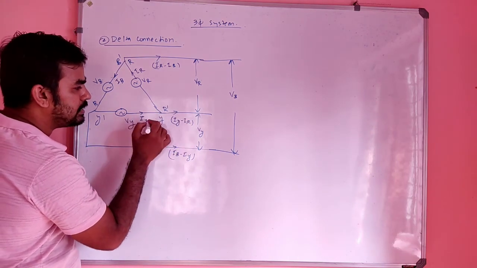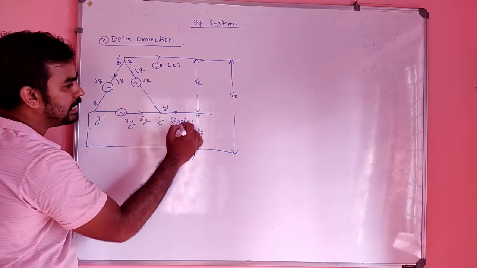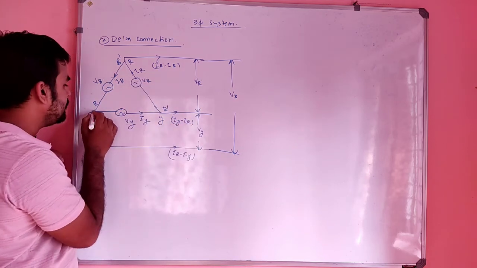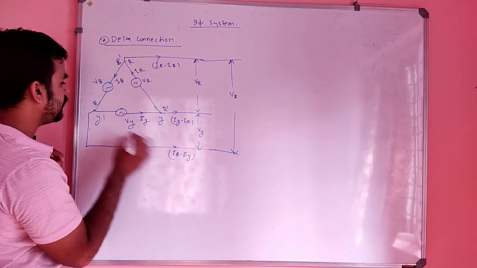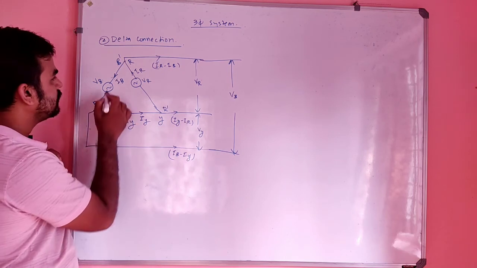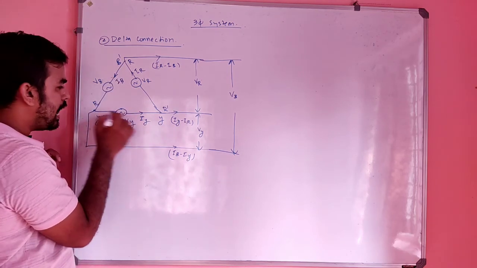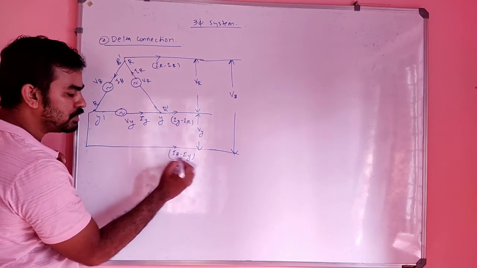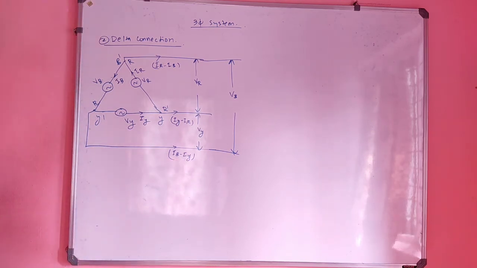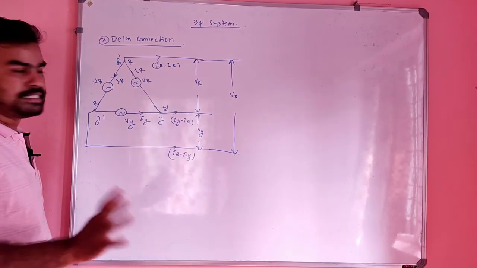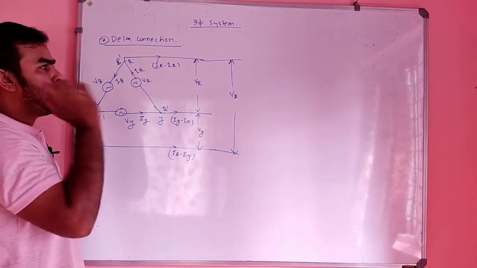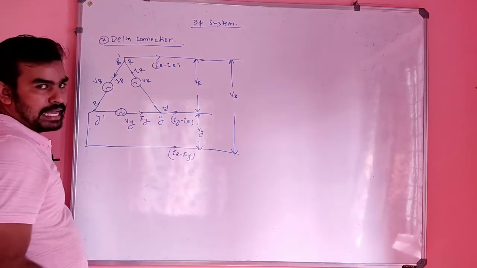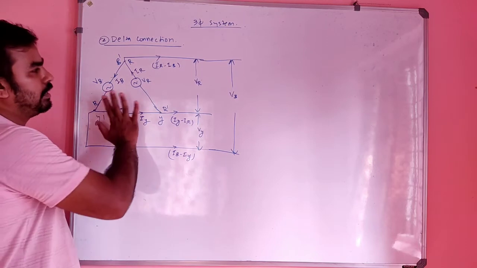And consider this junction also. The incoming current here is IY, the outgoing current is IR, so IY minus IR. Considering this junction also, the incoming current here is IB and the outgoing current is IR, so IB minus IR. That is the current direction. So you can see from here that, okay.